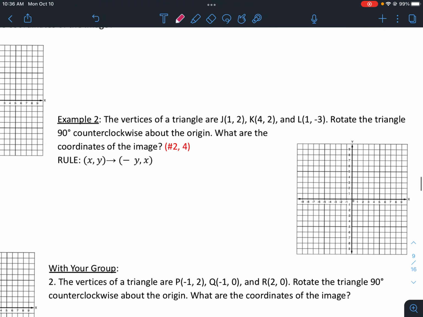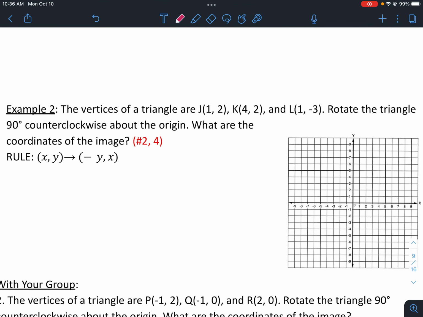All right, moving on, number 2. This is a little different, right? Triangle JKL, rotate the triangle 90 degrees counterclockwise. You'll see this as 90 degrees CCW, which is counterclockwise, about the origin. What are the coordinates of the image? This is the rule that you'll use for 90 degrees counterclockwise.